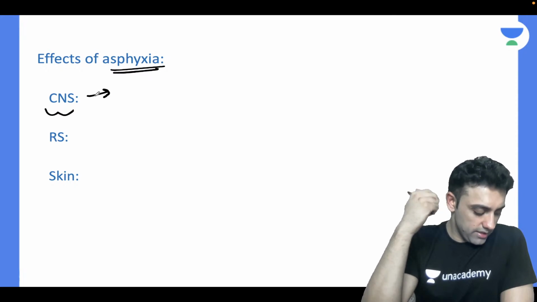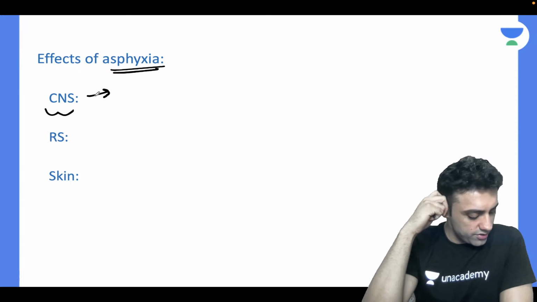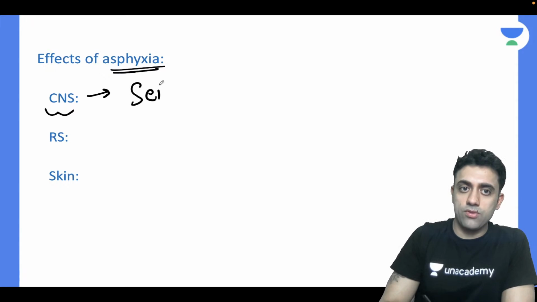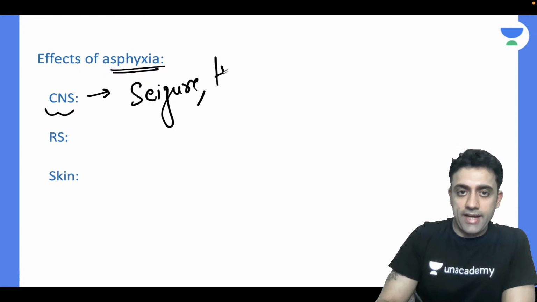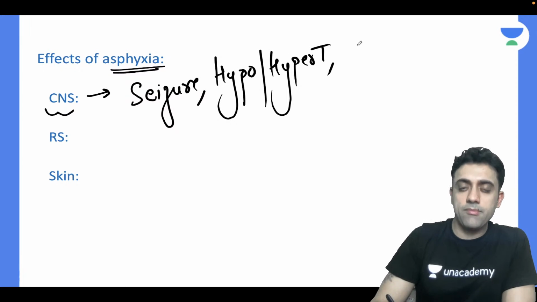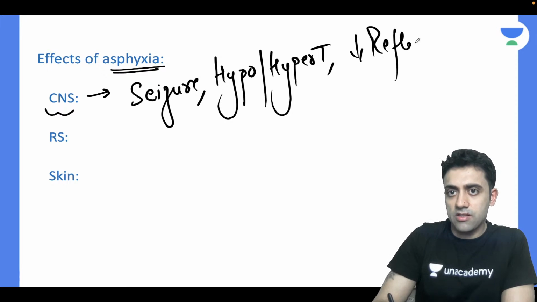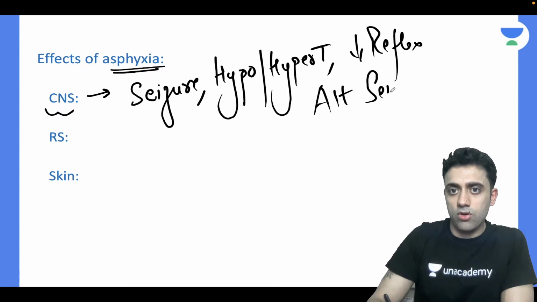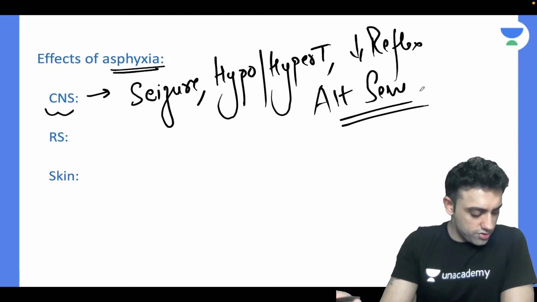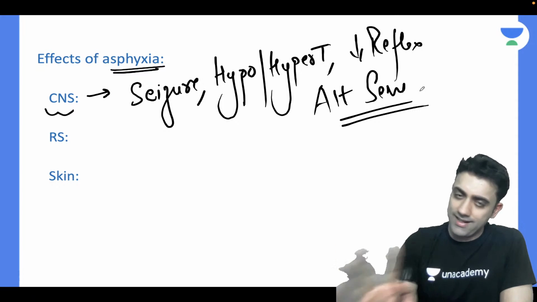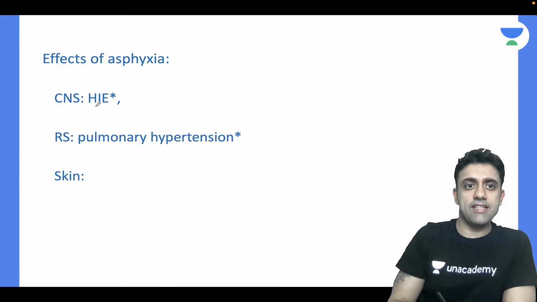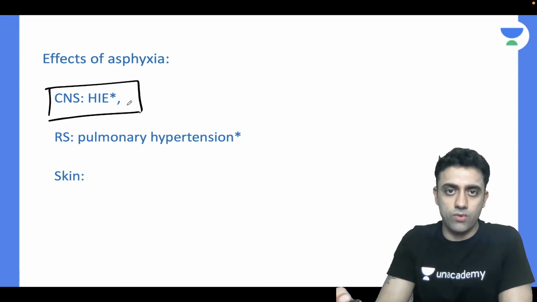What do you think? What all can the baby show in the CNS? Number 1, can the baby have seizures? Can the baby show hypotonia or hypertonia? Can the baby show decreased reflexes? Altered sensorium? Yes or no? The baby will show you all these things. Seizures, unconsciousness, quadriplegia, paraplegia, anything you say, the whole CNS will be affected. And one of the things is HIE. Of course, HIE is what you need to understand.